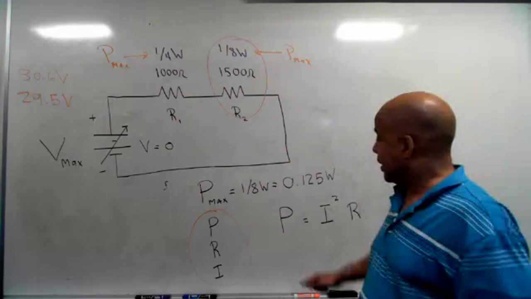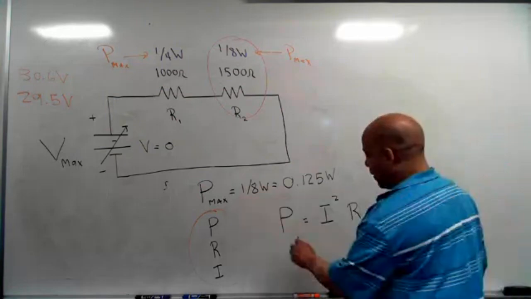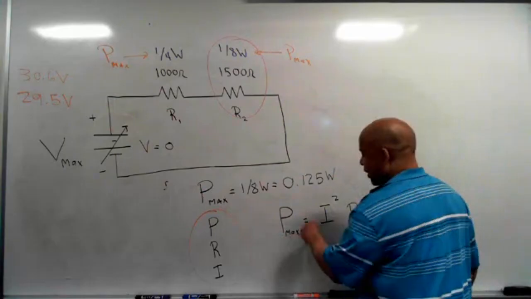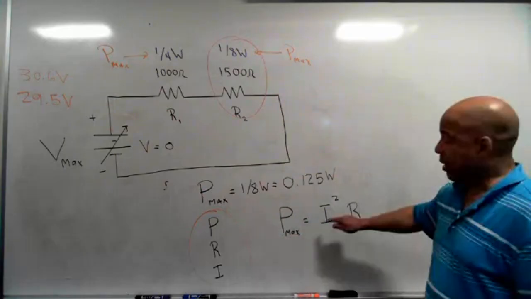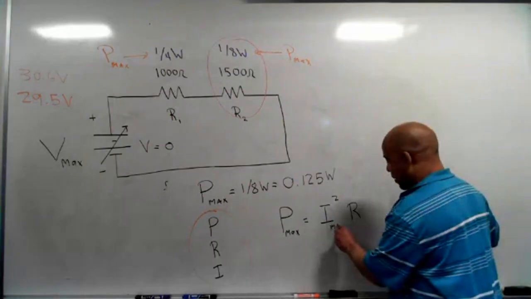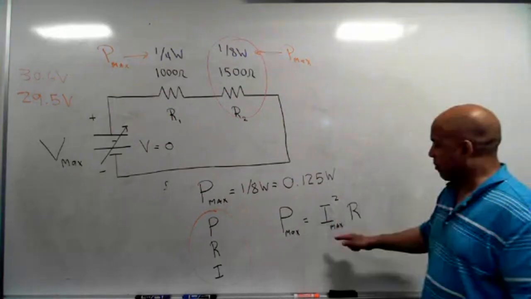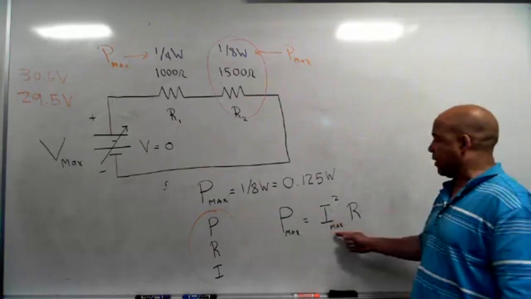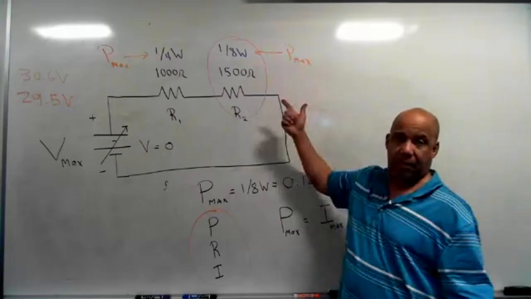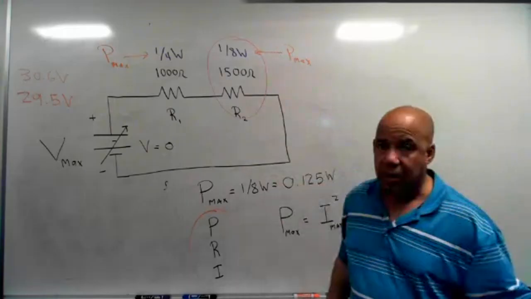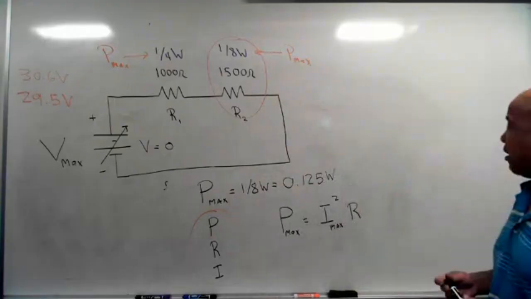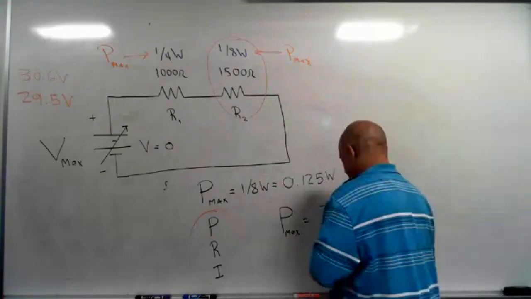But since this is P max, I can use this equation to solve for I. Since this is P max, then this right here is going to be I max. That's the maximum current I can allow to flow through that resistor without burning it up. If I use the maximum power to get the current, that's going to be the maximum current. So all you've got to do is solve this for I, and I'm good to go.